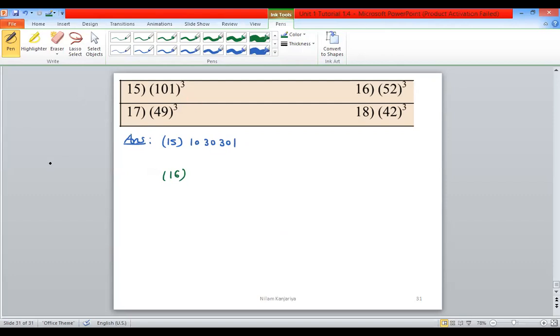So tell me the 16th answer. Take a time. We have no hurry. Anyone can share your answer with me. 52 whole cube. What? 140. Now 608. 608. Done. Right. Absolutely right.